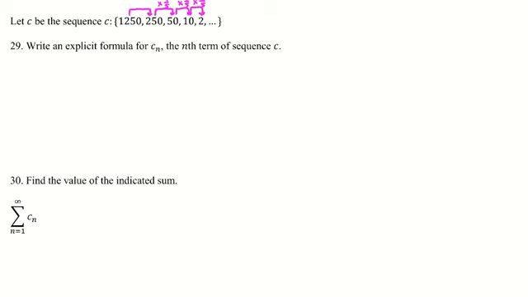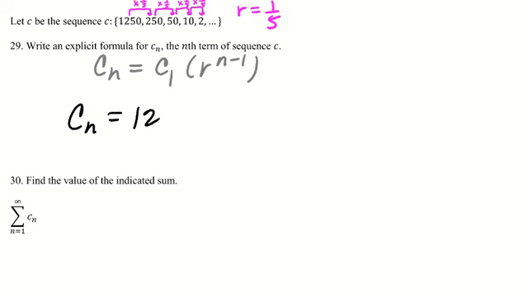So I'll go in here on the calculator, 0.2 times 1250. Sure enough, it's 250. So it's times 1/5. So this is a geometric sequence with r equals 1/5. And write an explicit formula for Cn. For a geometric sequence, the nth term is equal to the first term times r to the n minus first power. The first term is 1,250. So for us, Cn will be 1,250 times 1/5 to the n minus 1.